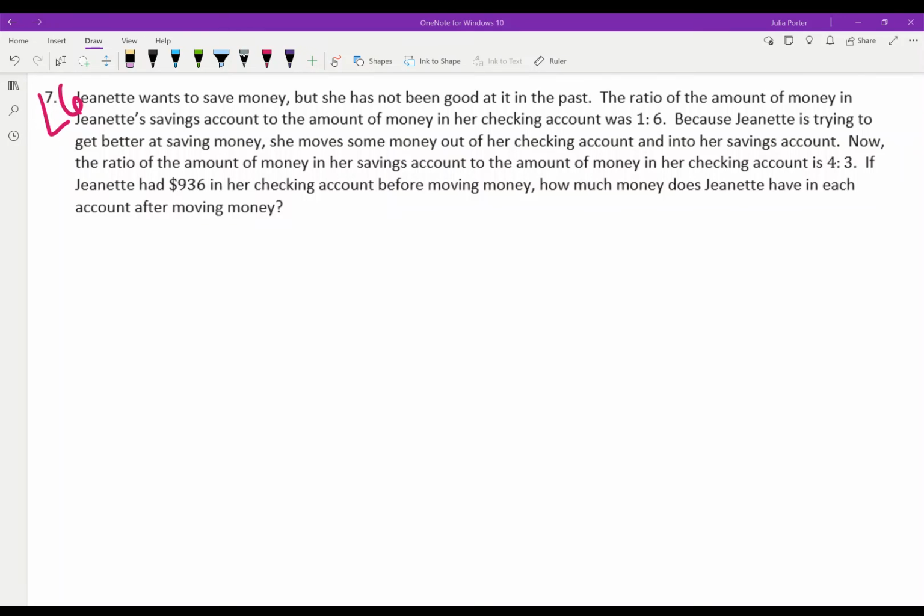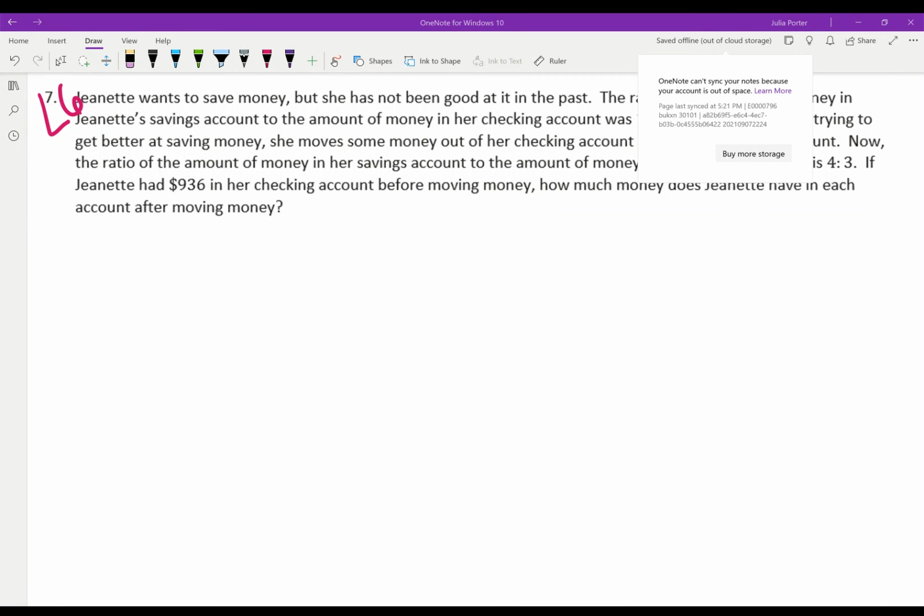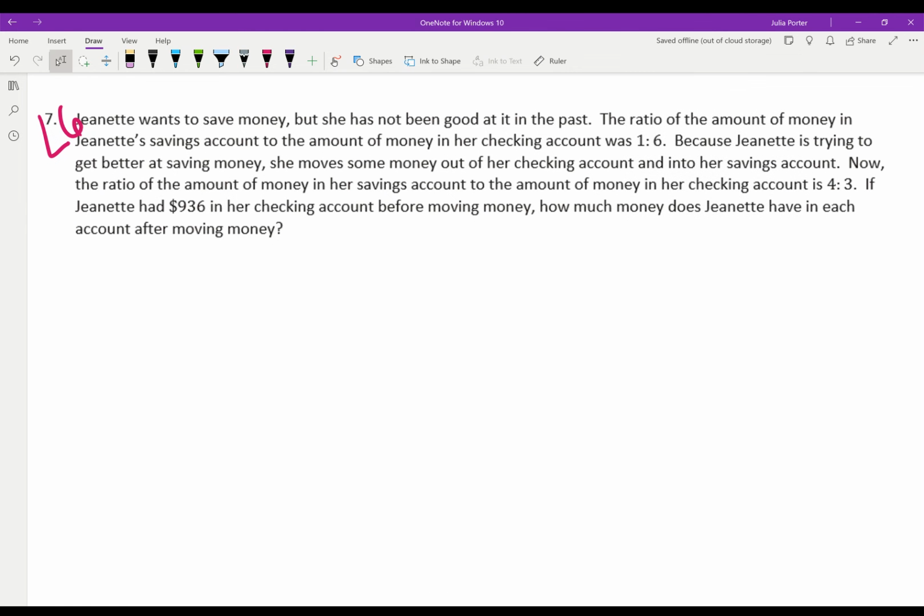Okay, guys, so here's another example that I was going to do for y'all. This is going to be from lesson 6, those kind of word problems where we have two different situations that we're trying to deal with. So let's go ahead and begin.